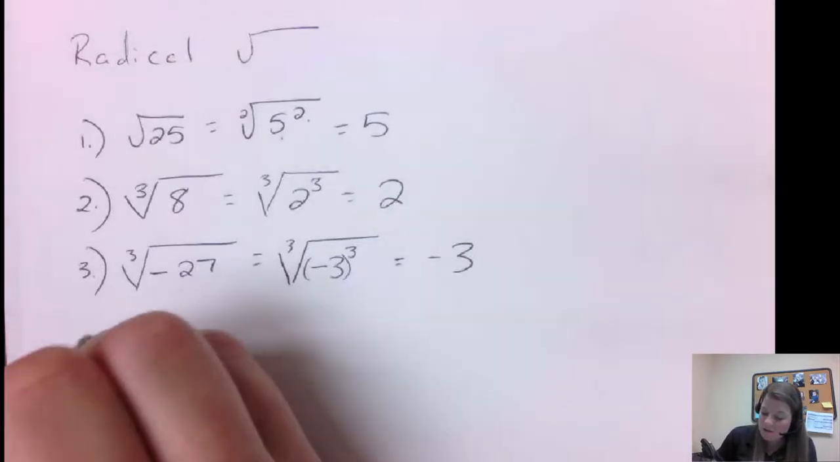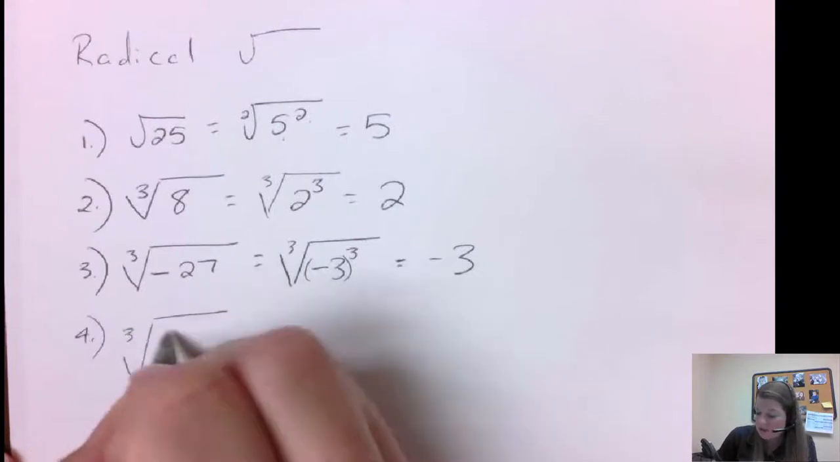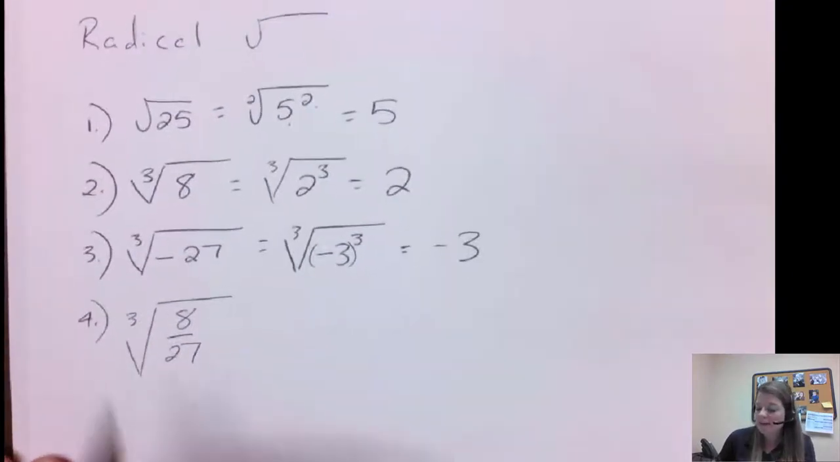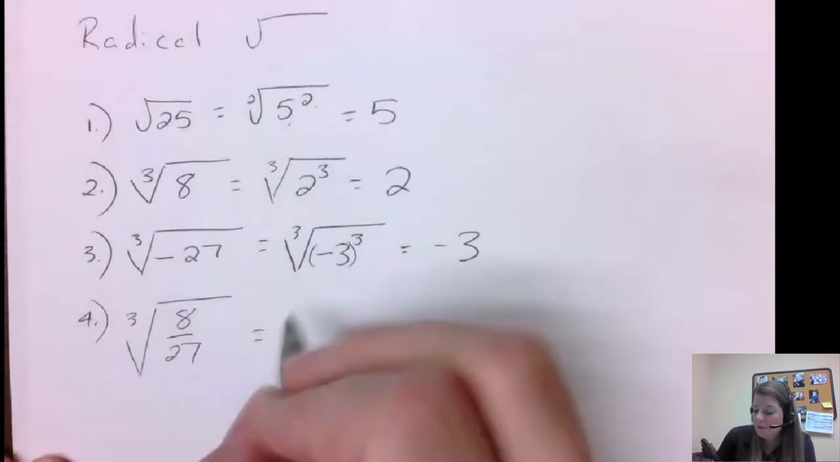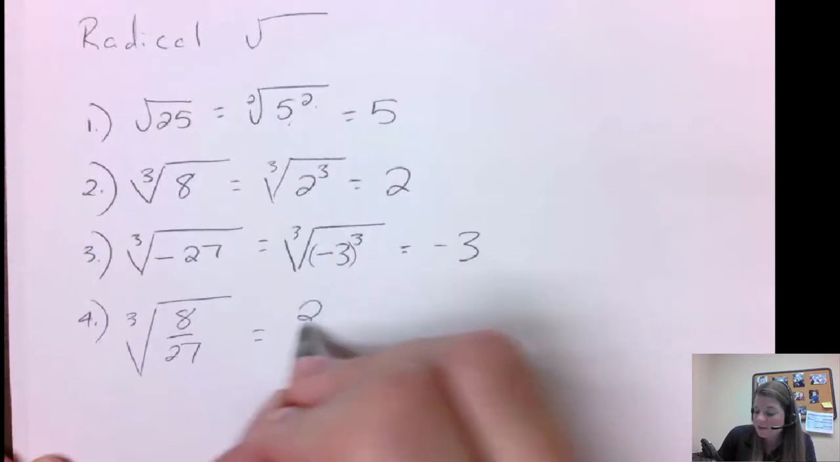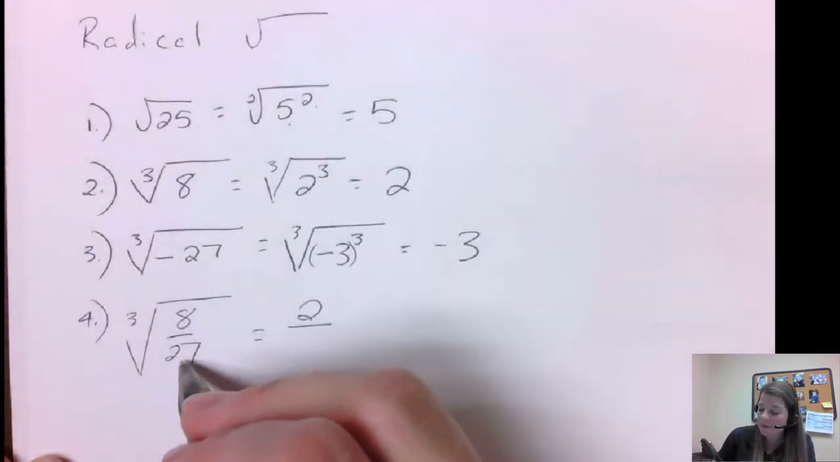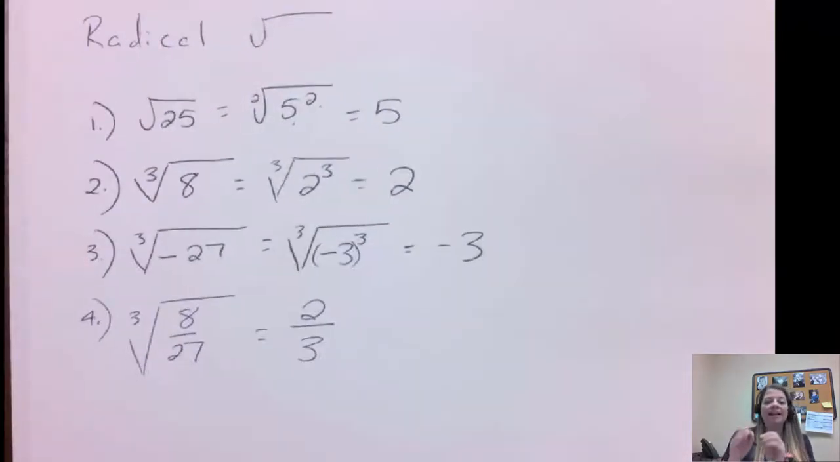You can also do fractions. So if you have a third root, let's just do 8 over 27 because we've looked at those numbers. You can break this up and do the third root of the top and bottom separately. The third root of 8 is going to give you 2 because 2 times 2 times 2 is 8. The third root of 27 gives you 3. So you can look at each top and bottom separately and simplify the ones that you can.